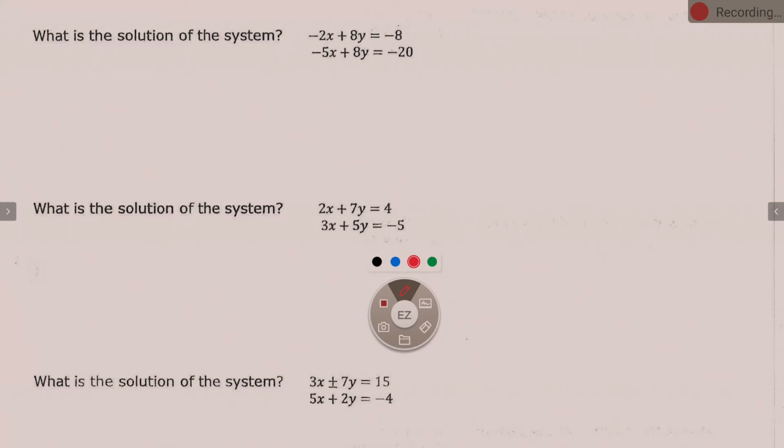Now, I'm curious how you guys have been taught, because there's two different ways we can do this. You could have been taught two different ways. As you look at 8y and 8y, since they're both the same sign, how do we get them to cancel? Subtract. So one option is we subtract, which means we have to subtract each piece: negative 2 minus negative 5, and negative 8 minus negative 20. The other option is we can multiply one of the equations by a negative, so that we're always adding.